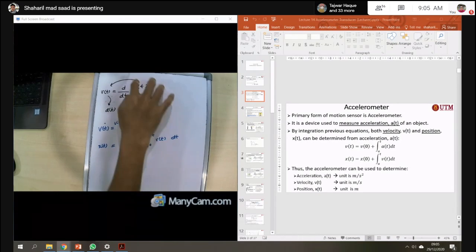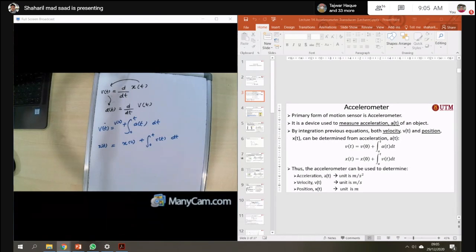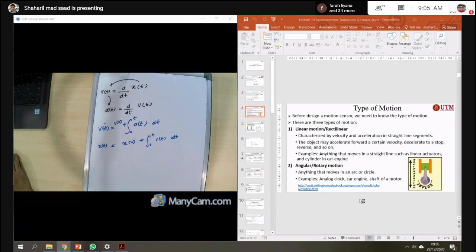So when you differentiate, we get the acceleration. When we integrate, we get the displacement again. But the most important thing is the unit, right? The acceleration is meter per second squared, the velocity is meter per second, and the displacement, or position, is the meter.